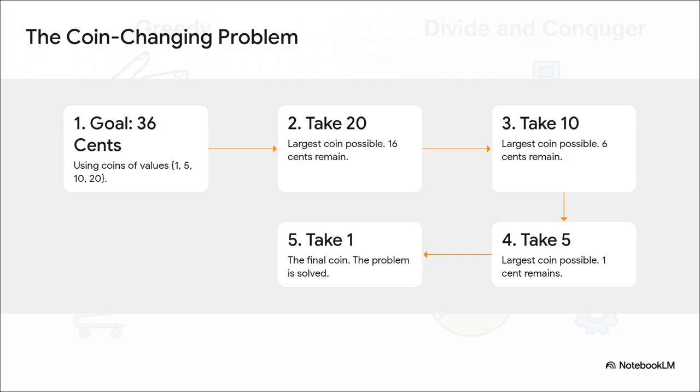A classic example is making change. Let's say you need to make 36 cents. The greedy way is to just grab the biggest coin you can without going over. So boom, a 20-cent piece. Now you have 16 cents left. What's the biggest coin? A 10. Now you've got 6 cents left. You see where this is going, right? Grab the 5 and then the 1. It's simple, it's lightning fast, and in this case, it actually works perfectly.